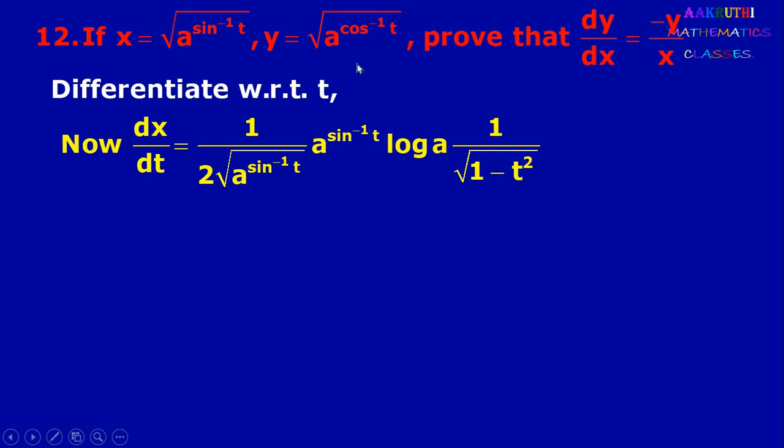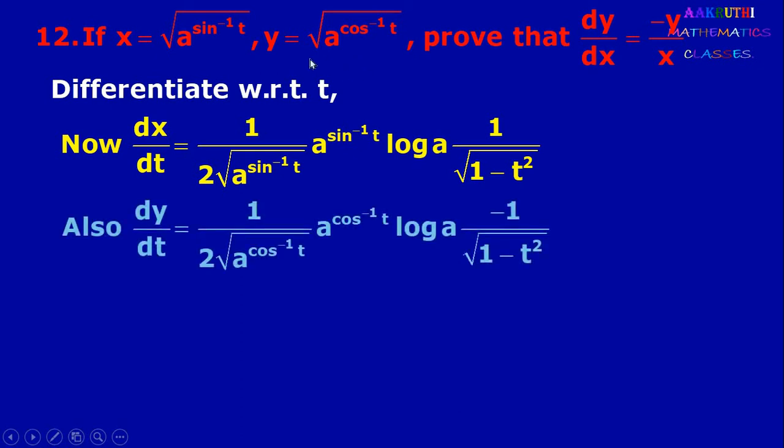So next we find dy by dt. Again it is the same type: it is of the form root x, and root x differentiation is 1 by 2 root x. So root of a to the power cos inverse t differentiation is 1 by 2 into root of a to the power cos inverse t. Again you have to differentiate a to the power cos inverse t, which is a to the power cos inverse t into log a. Again you have to differentiate cos inverse t, and cos inverse t differentiation is minus 1 by root of 1 minus t square.